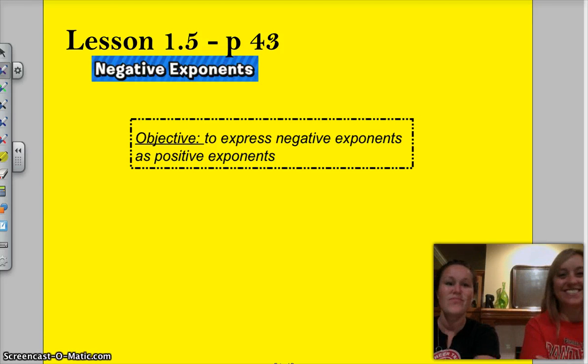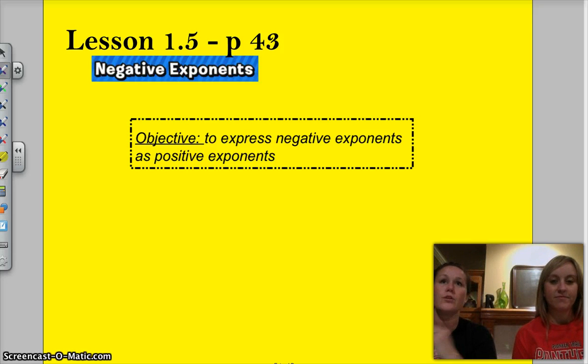All right, so today we are going to be expressing negative exponents as positive exponents. I didn't want to say that we're changing them or anything because they all still have the same value. You just are not allowed to express numbers with a negative exponent, so we have to make them positive. Got it.